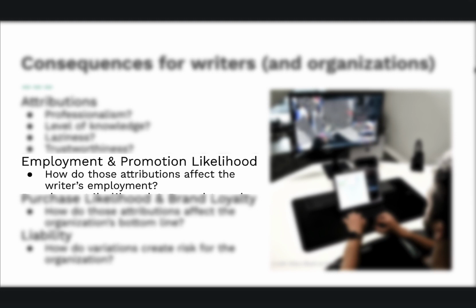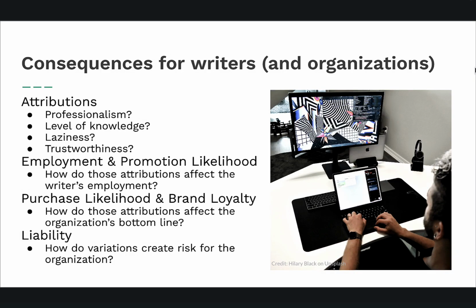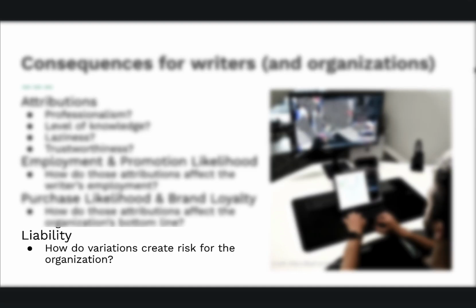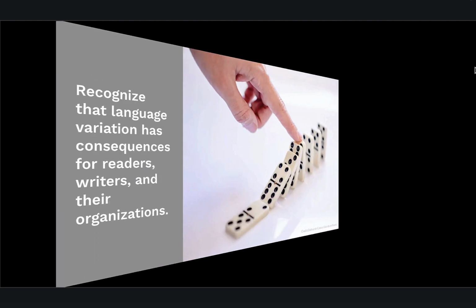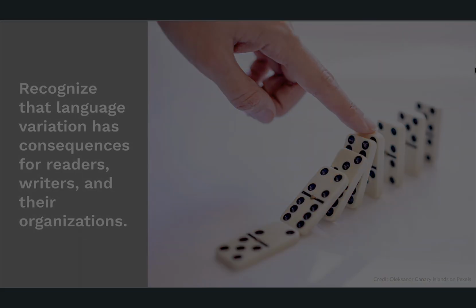Negative attributions about a writer affect their ability to get a job, and also their advancement after they get hired. Negative attributions about organizations affect their bottom line by influencing whether readers of their employees' writing want to do business with them. And finally, language variation can also create legal risk for the organization a writer represents. To be a successful writer or expert, you must be aware that the choices you make about the many possible ways of using English have consequences, not only for your readers, but also for you and for your organization.